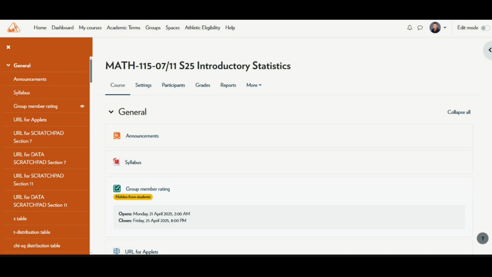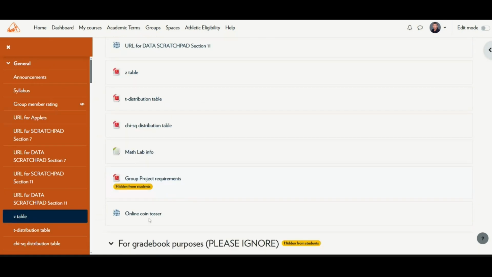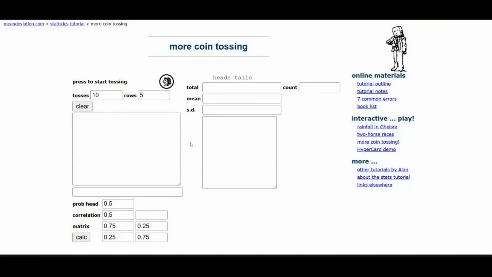Now, I just want to revise this applet that we introduced last time. I have introduced this basic coin tosser for a reason. It's a bit easier to use. There's less going on. So I just want to reiterate. Do you remember the dolphin experiment we talked about last week? This number is not really important, but it's important for this class.